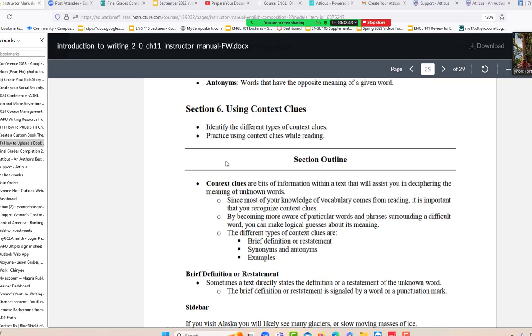Using context clues. Context clues are bits of information within a text that will assist you in deciphering the meaning of unknown words. Since most of your knowledge of vocabulary comes from reading, it is important that you recognize context clues. By becoming more aware of particular words and phrases surrounding a difficult word, you can make guesses about its meaning. The different types of context clues are brief definition or restatement, synonyms and antonyms.